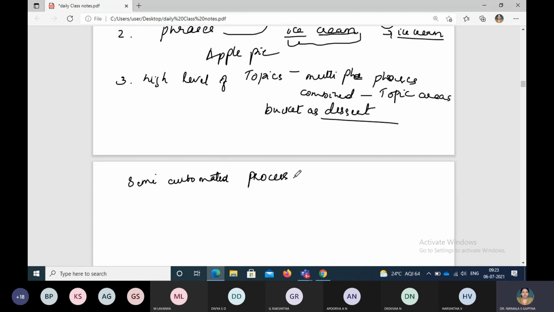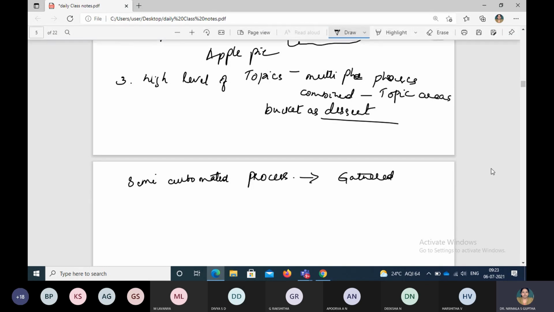Semi-automated process, and the text data needs to be gathered. That is the first thing. After gathering the data, we need to do the structuring. That is most important. Then, only after the structure, we try to do the mining. Then the mining process comes.